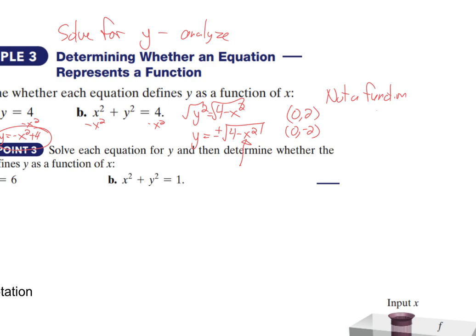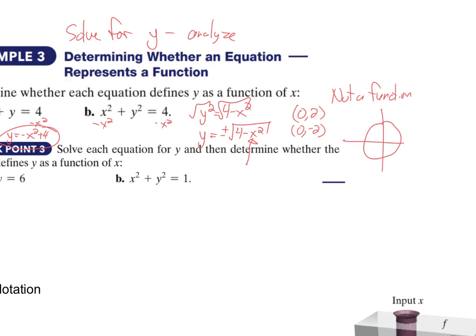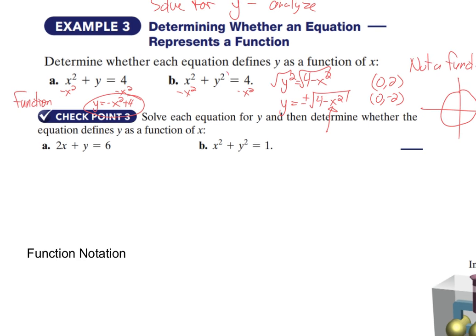Now, if you are familiar with this graph, this is a circle, which doesn't pass the vertical line test. So a y squared is a key indication that this is not a function.